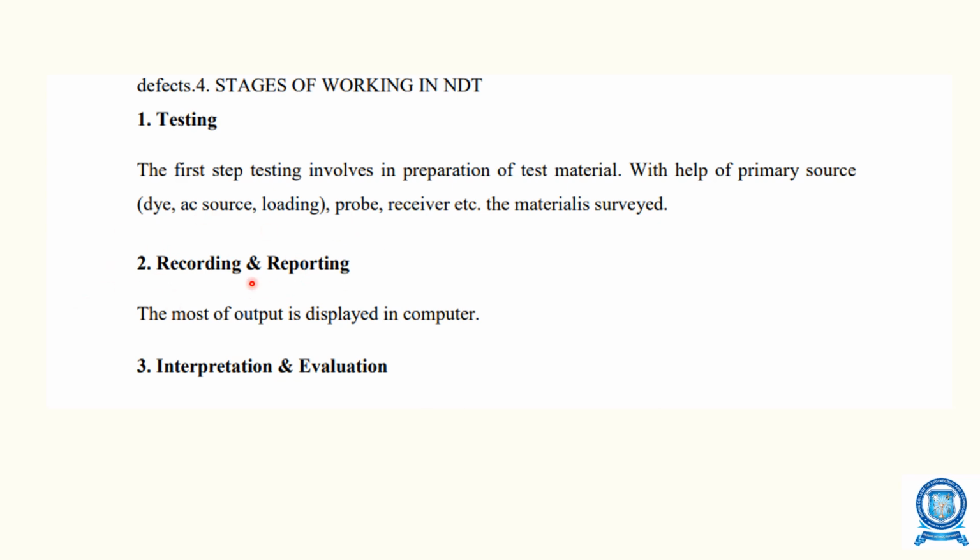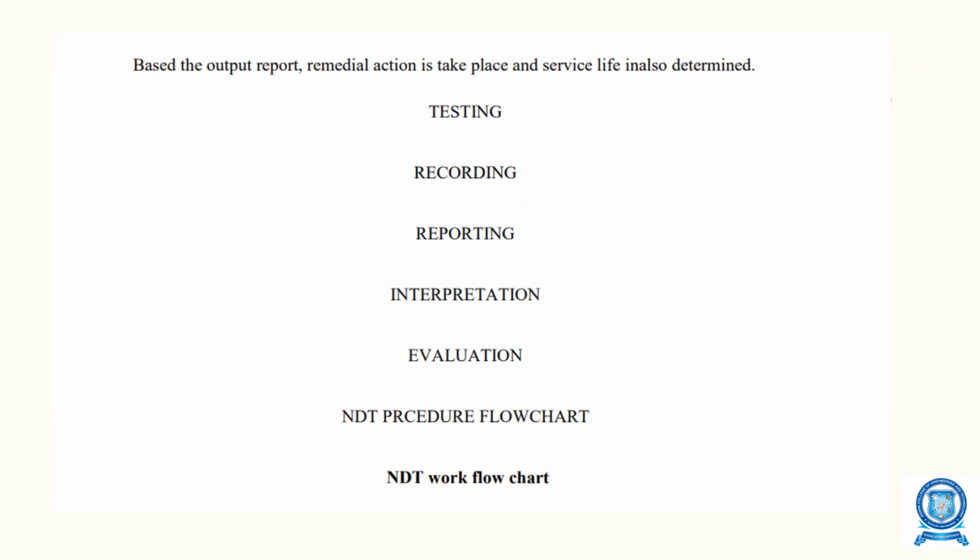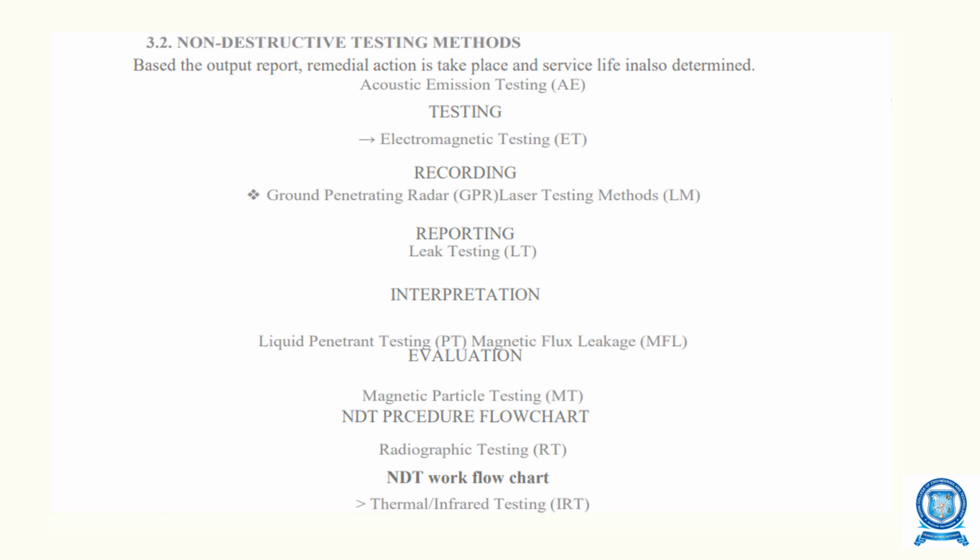And the next one is recording and reporting, where the output is displayed on the computer. Okay. So what we are recording will be displayed directly on the computer. And finally we have to interpret and find the result for the material. So these are the steps we have to carry out for doing the NDT test: first testing, then recording, reporting, interpretation, evaluation, and NDT procedure. Okay. So these are the procedures we will be following for NDT.